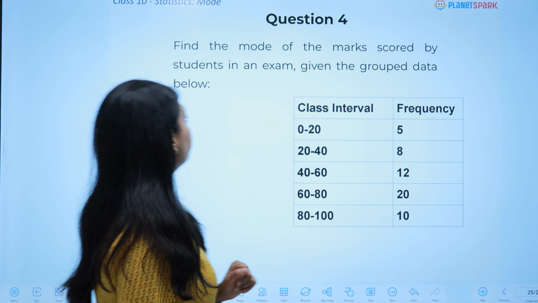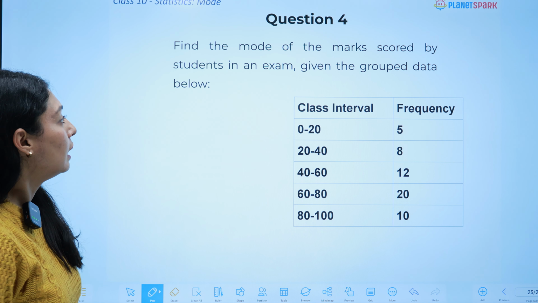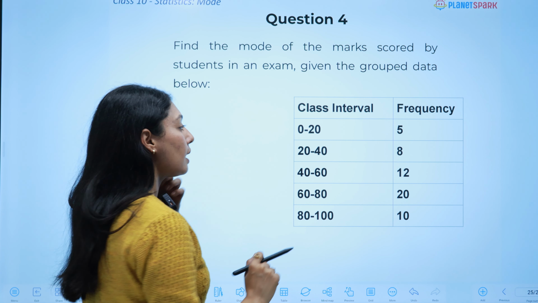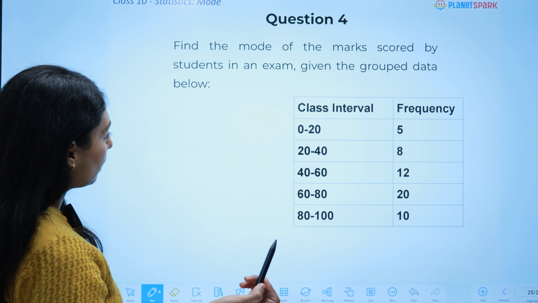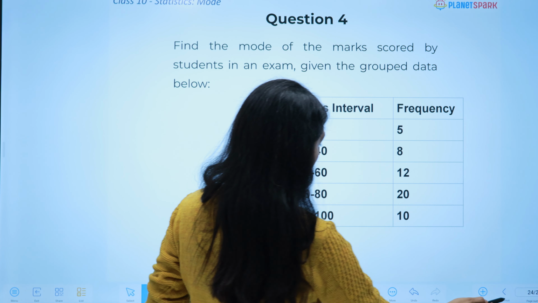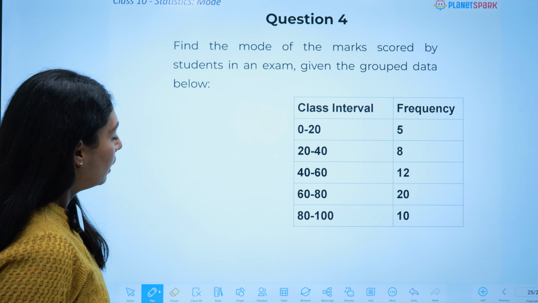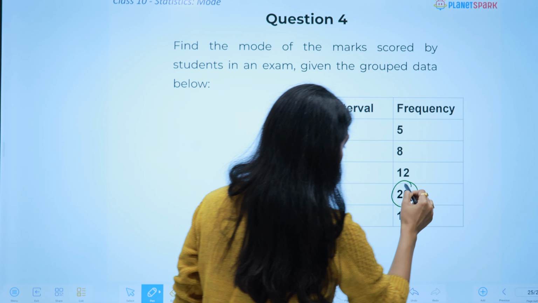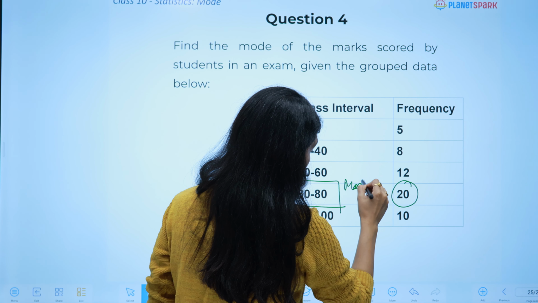Okay, next one. Find the mod of the marks scored by student in exam given the grouped data below. Let's see then. Class intervals हैं 0 to 20, 20 to 40 and so on. Okay. Yeah, that is the same value that we just did, isn't it? Okay, thoda difference hai. So let's just see. Again, we have to identify the maximum frequency here, which is 20. Corresponding to that, the class given is the model class.